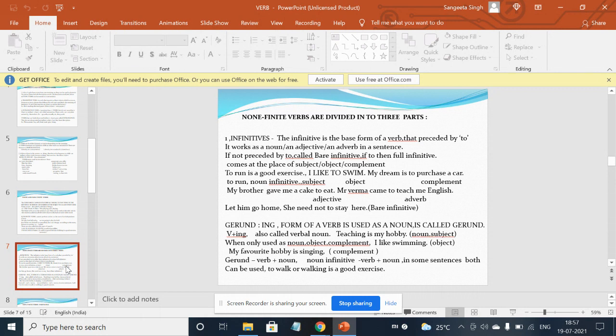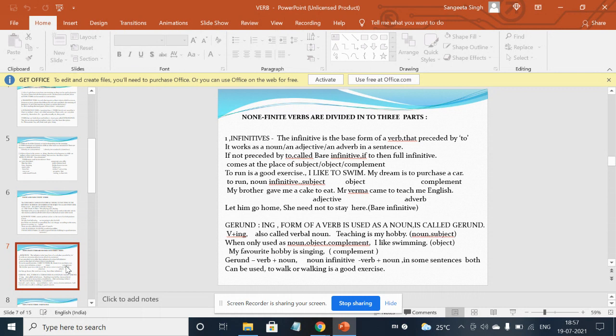Mr. Verma came to teach me English. Here, to teach qualifies came, so teach behaves as an adverb. Let him go home. She need not stay here. Here, the verb is not preceded by to, so this is called bare infinitive.